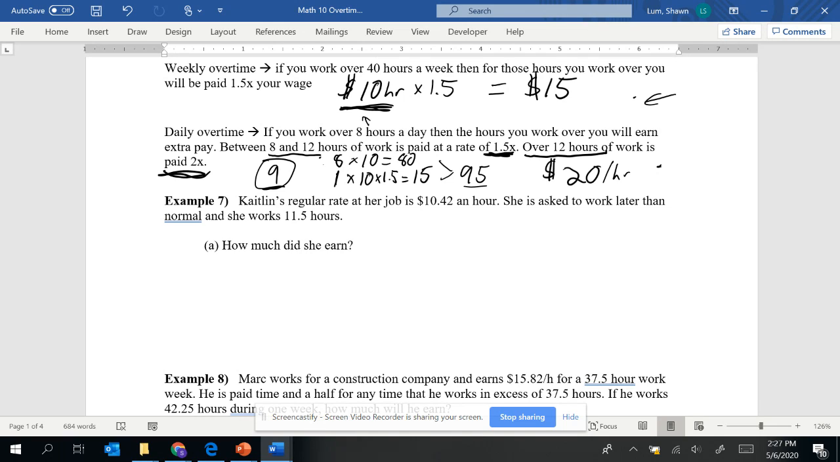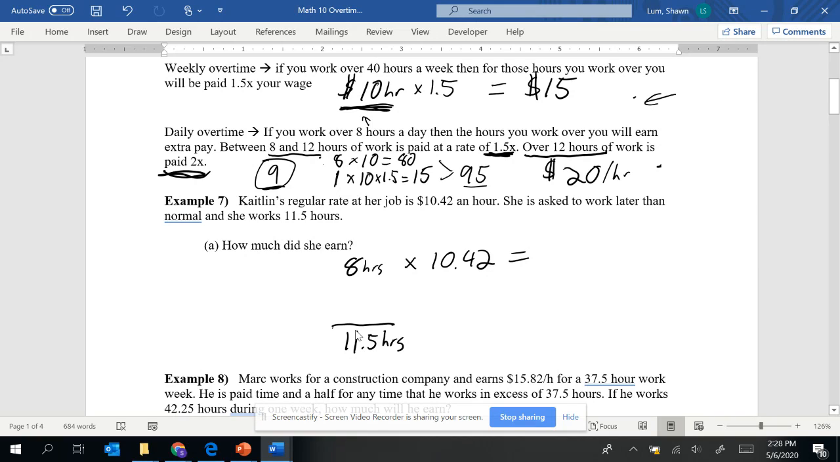So this is how I usually set up the problem. First off, she has 8 hours right here. She works a total of 11 and a half hours. The first bunch of hours was just her regular pay, so I want to find out her wage. I'm going to go 8 hours times her wage, which is 10.42. That's going to equal some number.